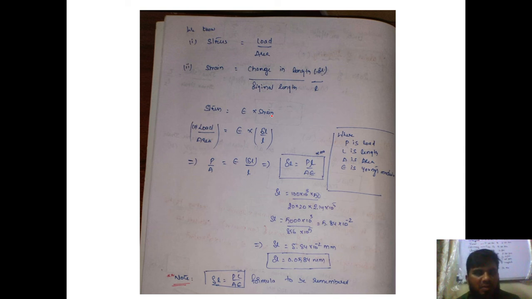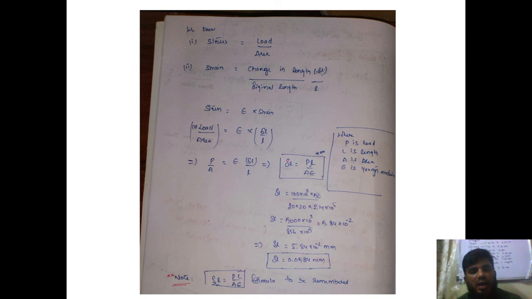Most of the time E will be provided to you in your problems. If E is not provided for steel, generally you have to consider it as 2 into 10 to the power of 5 Newton per mm square. Stress is equal to E into strain. Now I will substitute the stress formula, load upon area, equals E into strain, which is nothing but delta L by L. With this we have to identify delta L alone, that is nothing but the change that happened in the length.